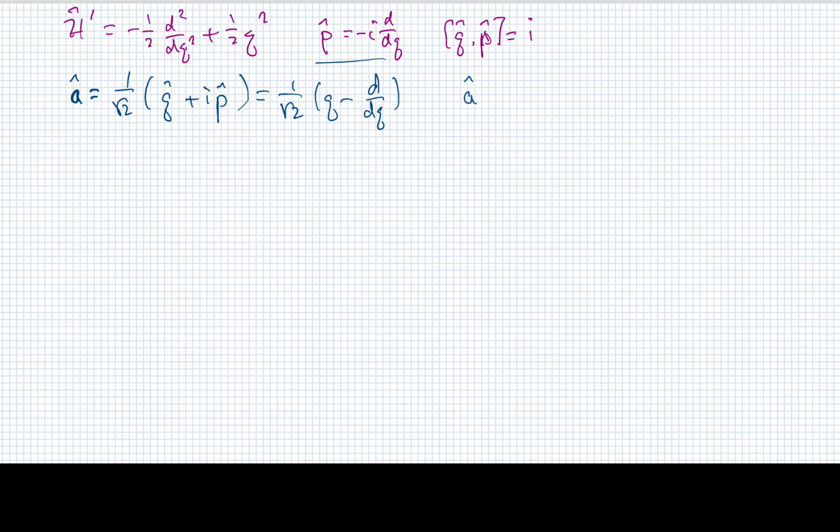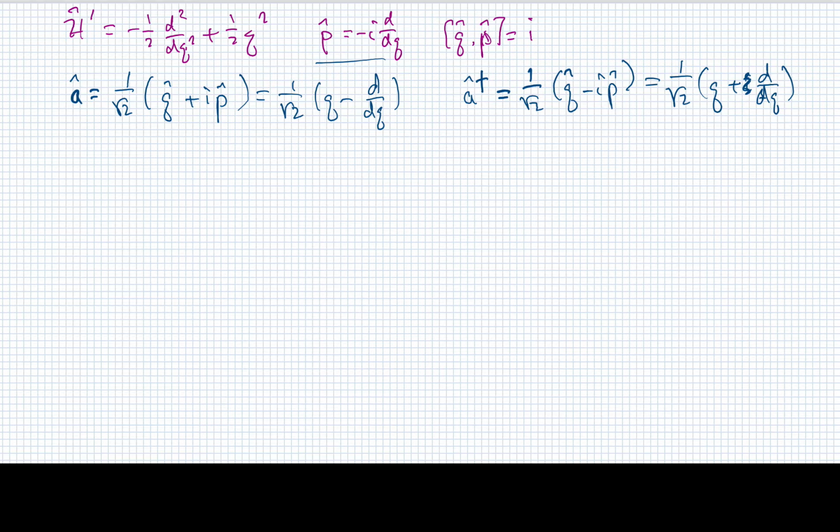I also can talk about the complex conjugate of this operator, 1 over the square root of 2 times q minus ip. When I write that in terms of what it would be in this set, it'd be q plus no, i d/dq.